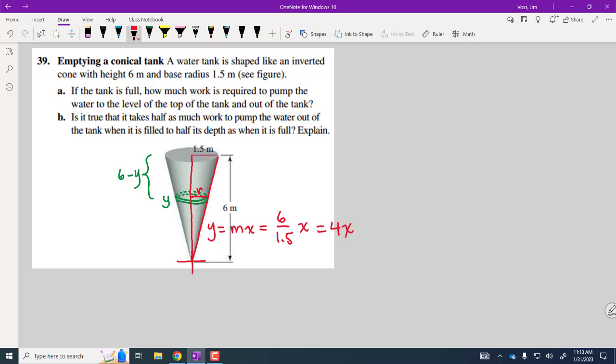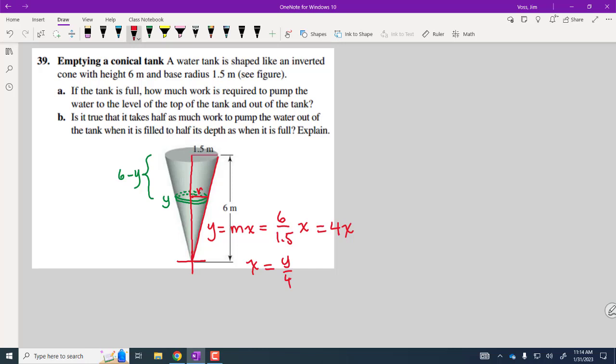Okay, so should I leave it as y equals 4x, or should we rewrite it? Rewrite it. So we're going to write it as x equals y divided by 4. So that is the radius. That tells us the radius at a height of y. So if y is 0, the radius is 0. If we're way up here at the top, if we plug in a 6, when y is 6, the radius is 1.5. So this tells us the radius at every y value between 0 and 6.